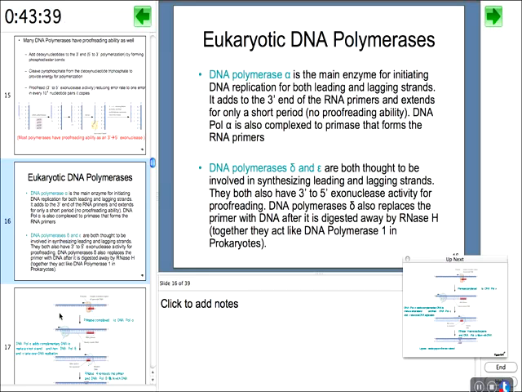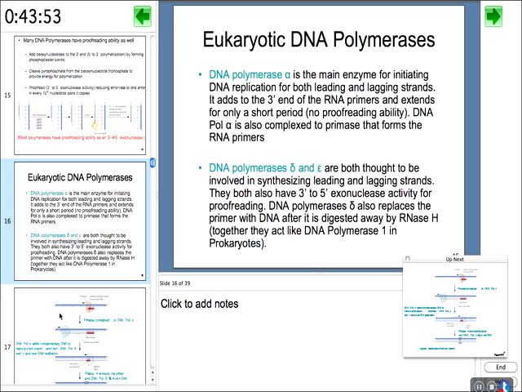We're going to see that DNA polymerase alpha is actually attached to primase. They are a complex together in a eukaryote. The one that makes the primer attaches to alpha so that they can start replication right away.